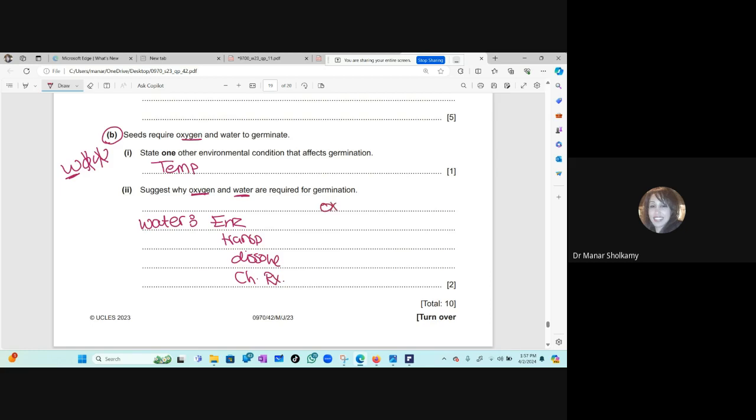And the oxygen for what? For which type of respiration? Aerobic respiration. Yes, for aerobic respiration. Now, when you read the question, always, the question is usually a two-part question, like this one. Suggest why oxygen and water are needed for germination. So, oxygen is needed for XYZ, and water is needed for XYZ. Be organized because usually you write one and you forget the other.